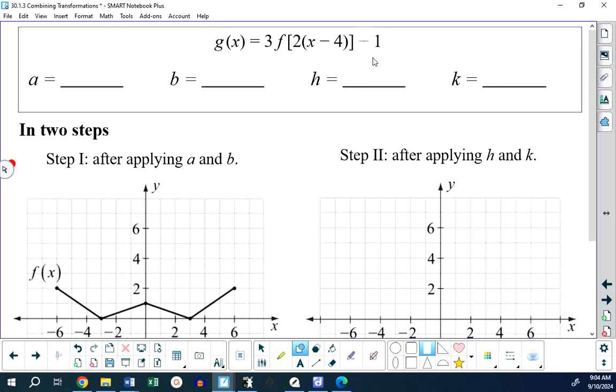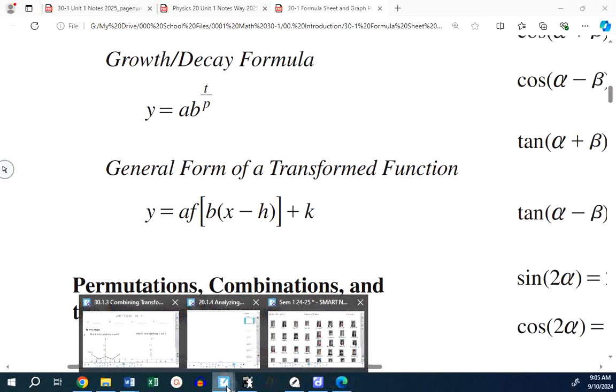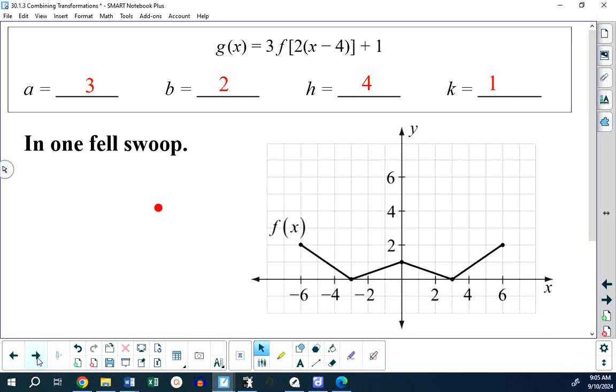I'd like everybody to take a minute, please, and write down the values of the 4 parameters. You are comparing what's written at the top of the screen to this template. That's all you're doing. You're saying, what is A, what is B, what is H, what is K? While you're doing that, I've got to check something.